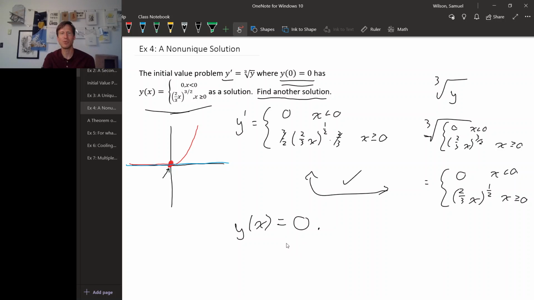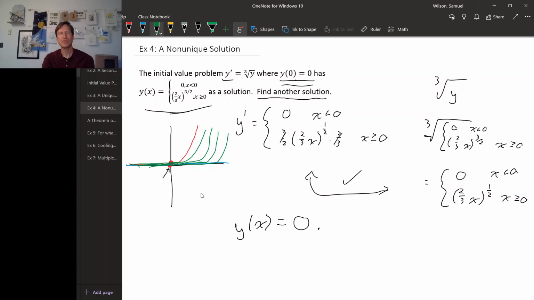Here's an example where we have a first order equation with just one initial condition, and there are actually two solutions that go through this initial condition. In fact, there are infinitely many more solutions that go through this initial condition. They all sort of stay 0 for a while and then jump off of the x-axis like this. So there are actually infinitely many solutions to this initial value problem, which seems unfortunate.